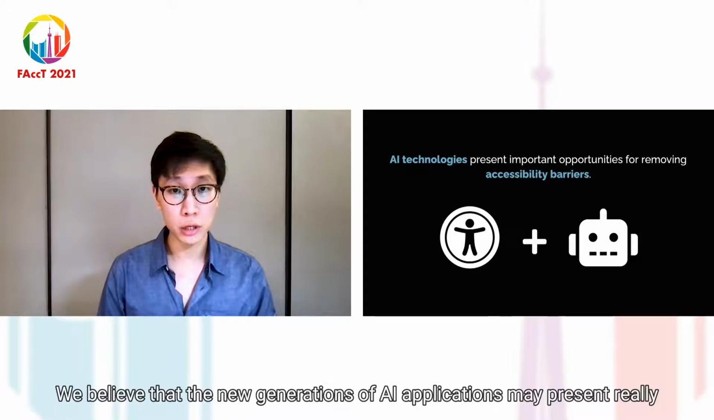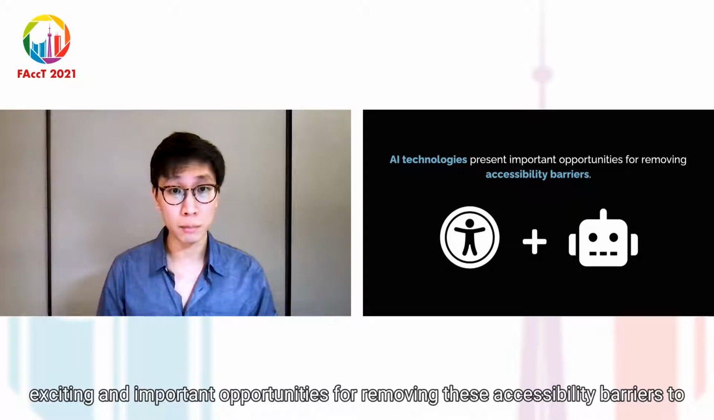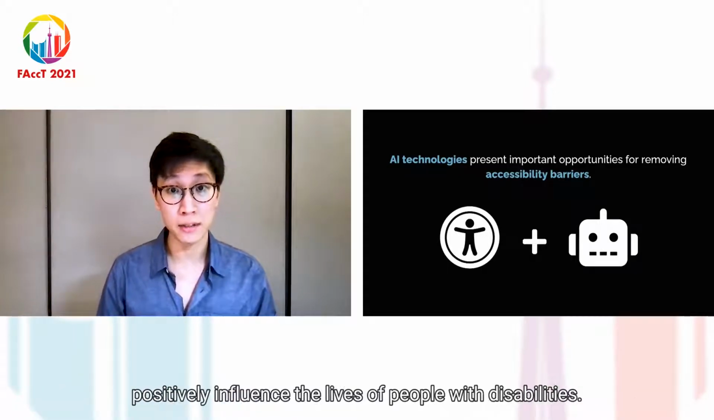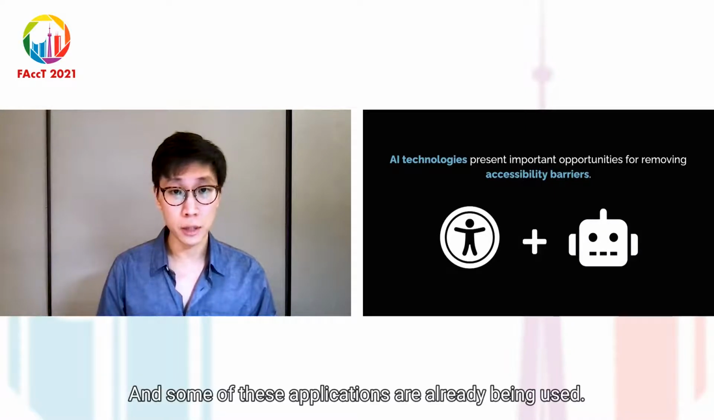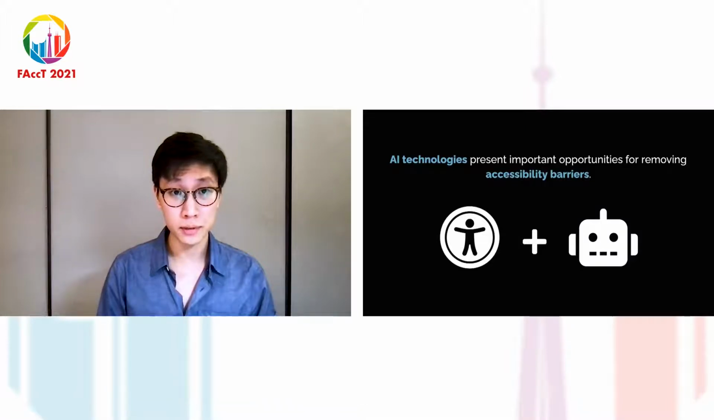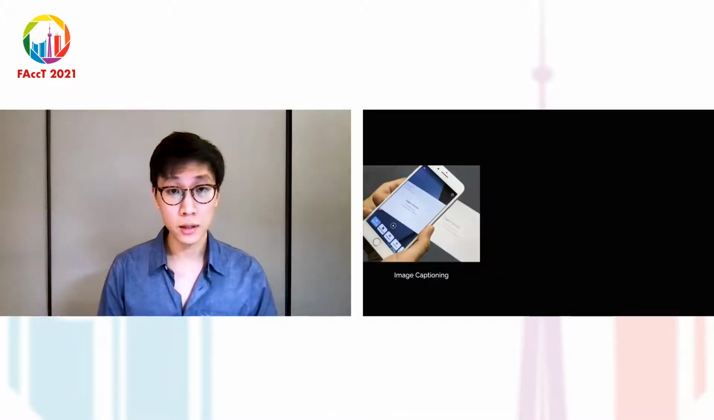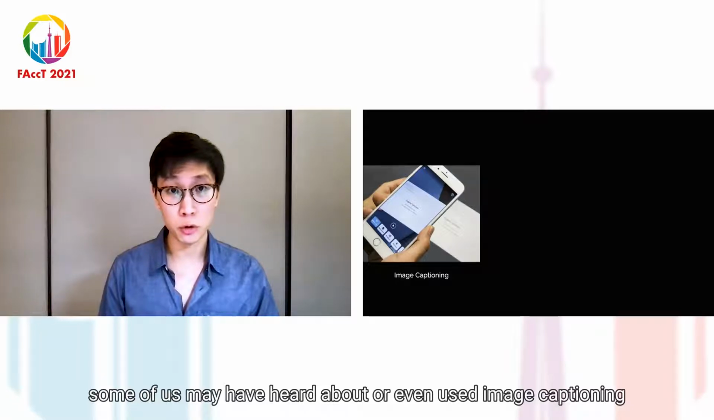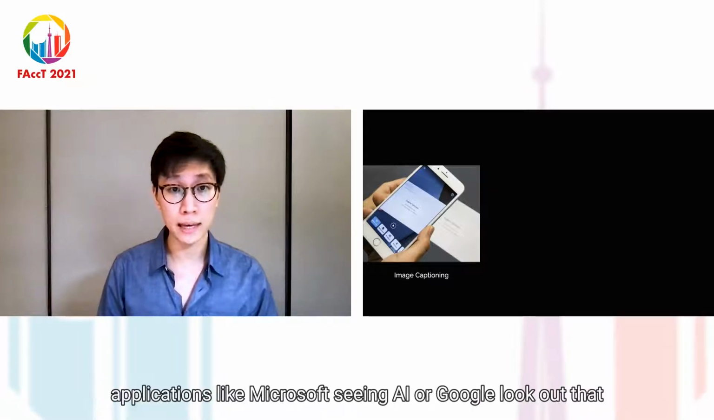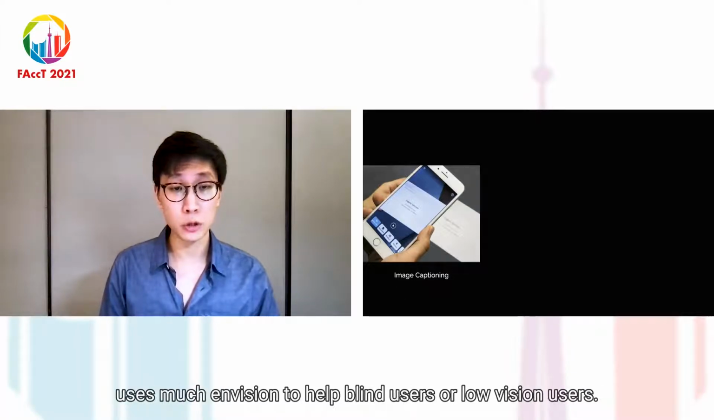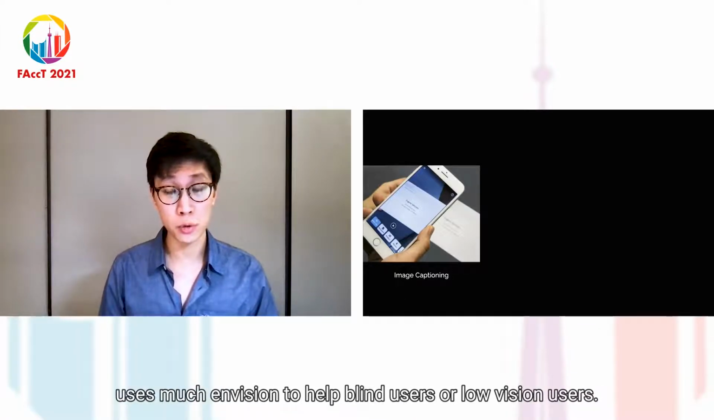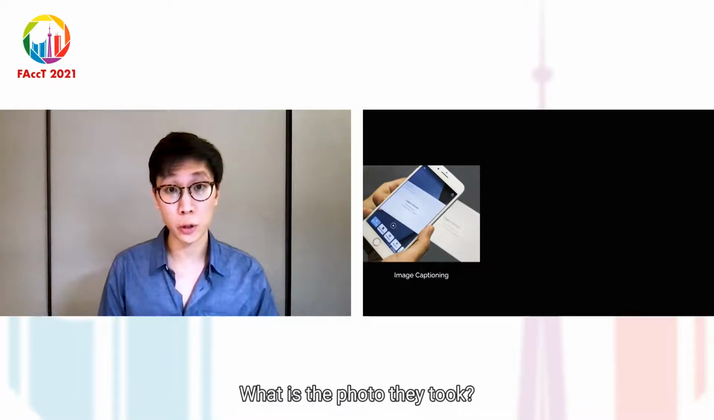We believe that the new generations of AI applications may present really exciting and important opportunities for removing these accessibility barriers to positively influence the lives of people with disabilities. And some of these applications are already being used. For instance, some of us may have heard about or even used image captioning applications like Microsoft Seeing AI or Google Lookout that use machine vision to tell blind users or low vision users what is in the photo they took.